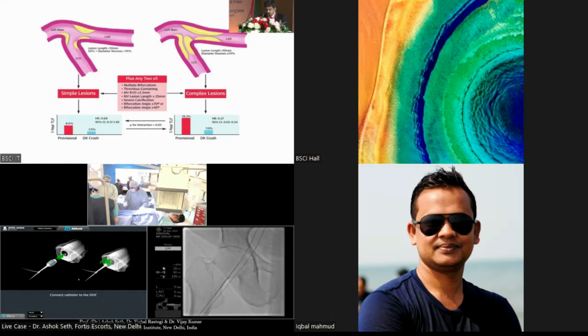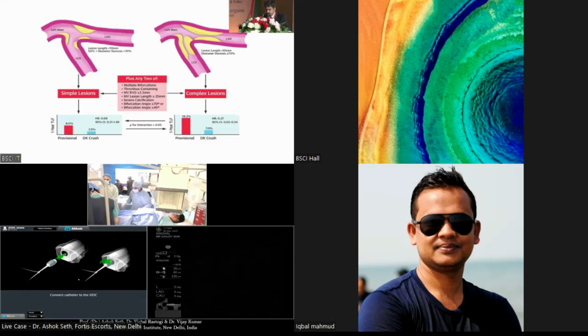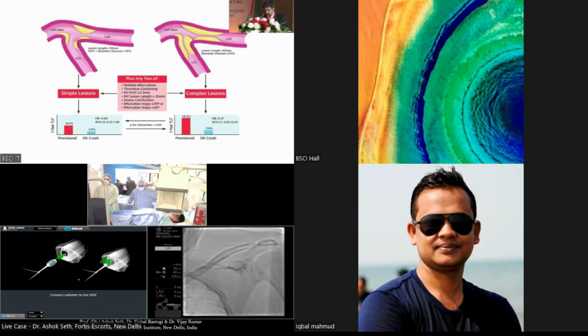Along with that there are other criteria like severe calcification, and bifurcation angle if it is less than 45 or more than 70. So these are basically other criteria by which we can decide whether we are dealing with a simple left main bifurcation or a complex left main bifurcation.